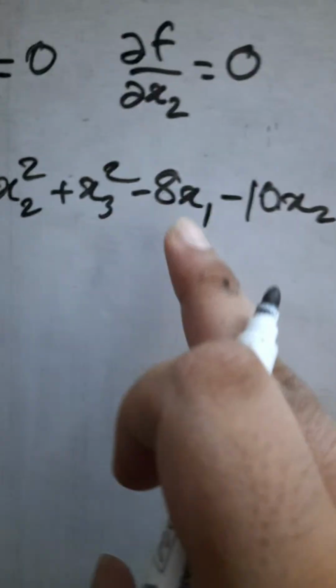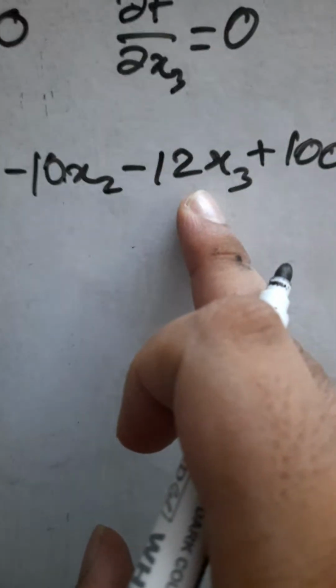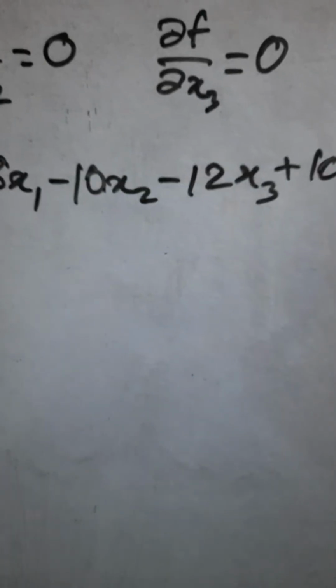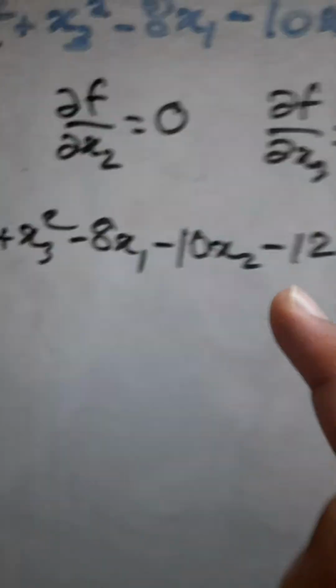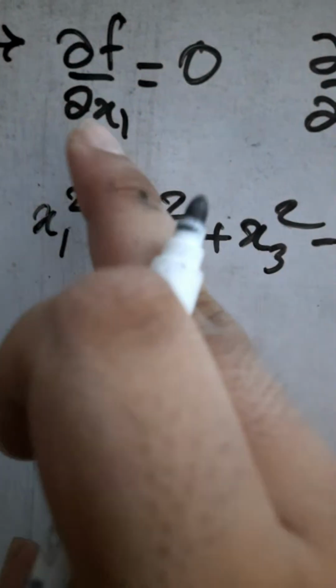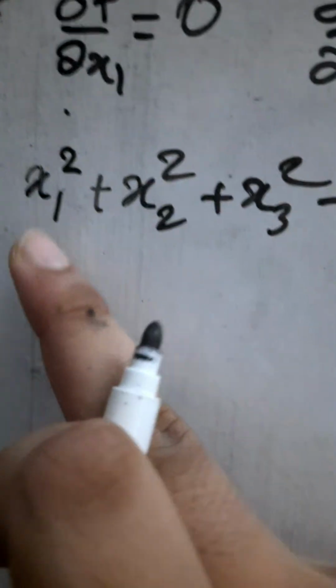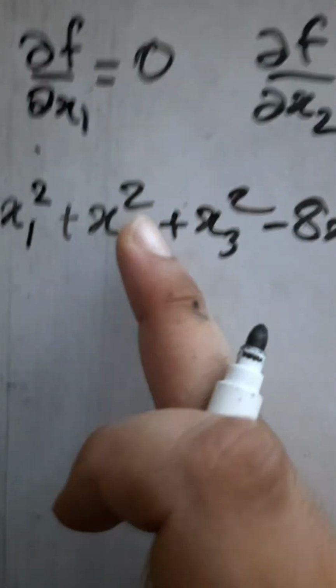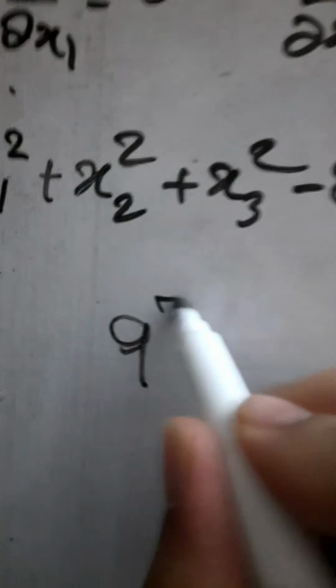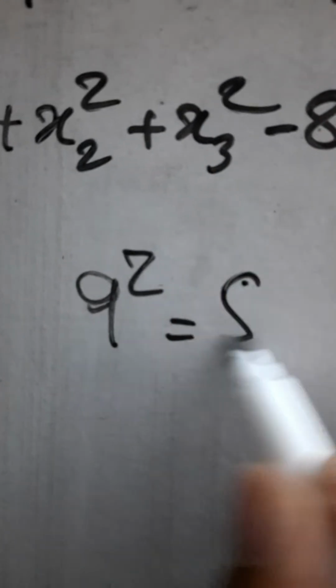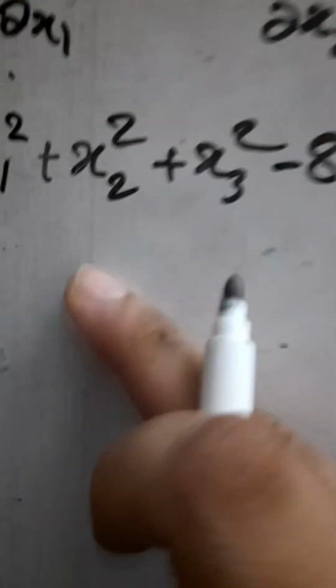So, x1 square, x2 square, x3 square, minus 8x1, 10x2, 12x3 plus 100. Yeah, this is the equation, right? Since it is about del x1, only x1 is treated as a variable, others are constants. So this x2 square is a standalone constant, like 9 square is 81, still a constant. A constant square is still a constant, not a variable.